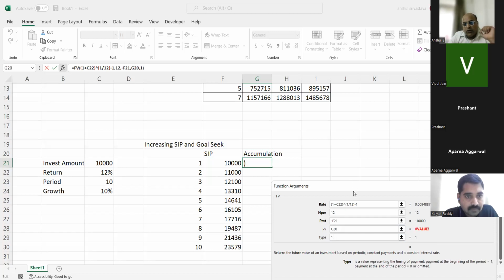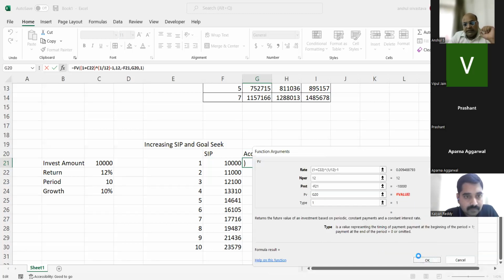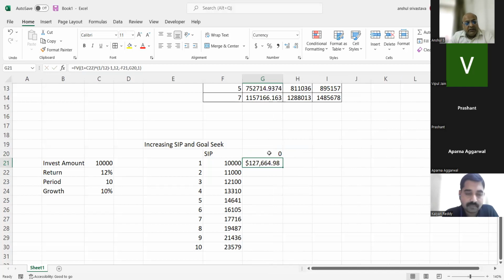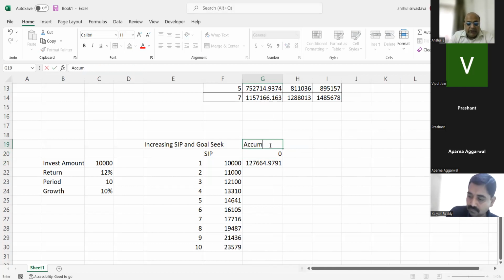The answer won't come yet because the cell has accumulation written in it. I'll change that. This will be the value. What I have given is the PV as the upper cell. Right now, at the start, there is no PV because there is no initial investment. But after that, there will be a PV.